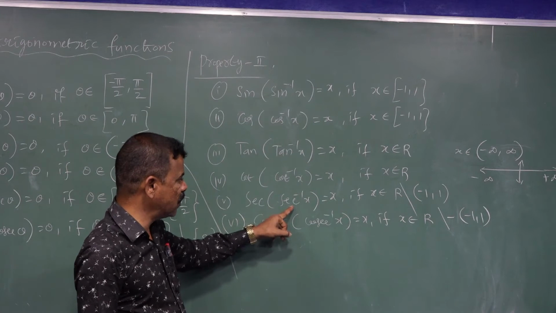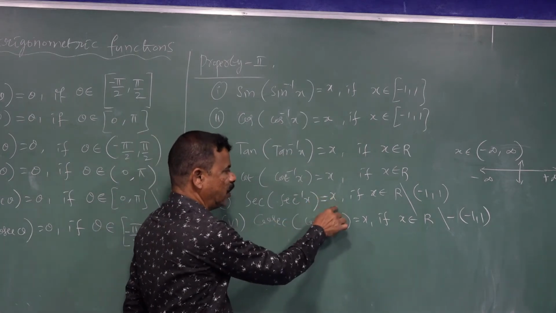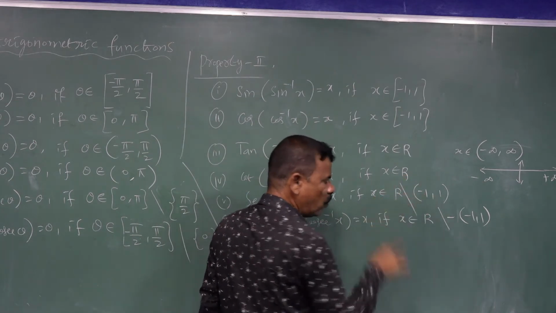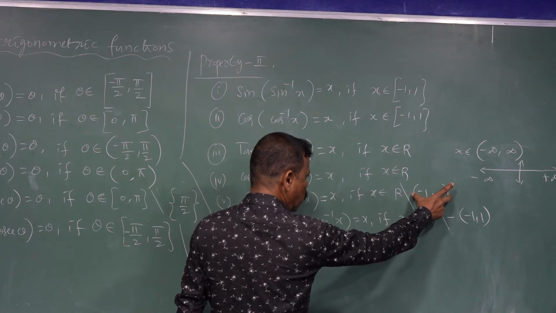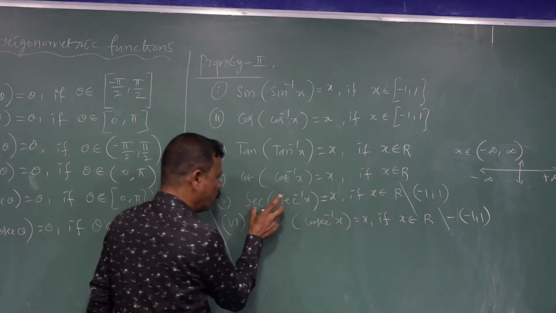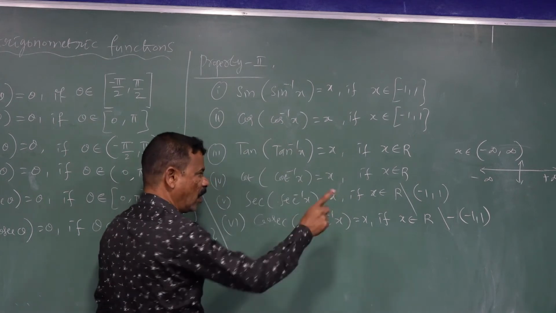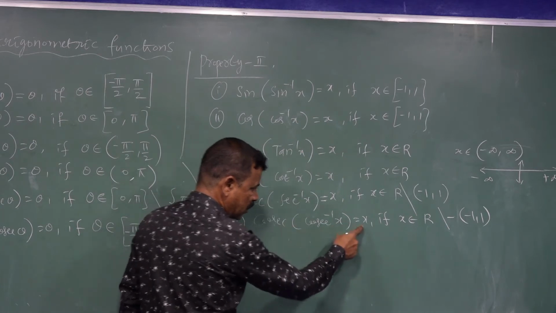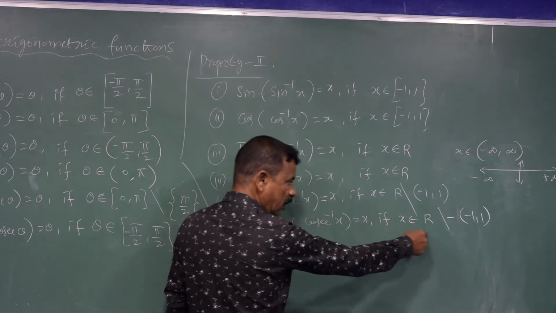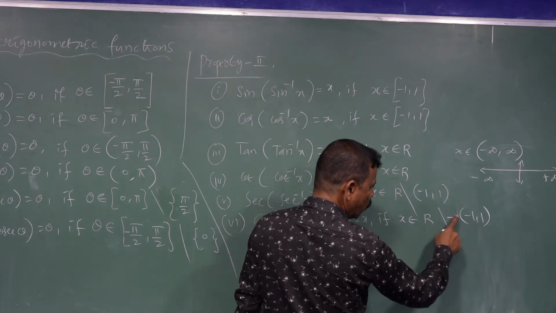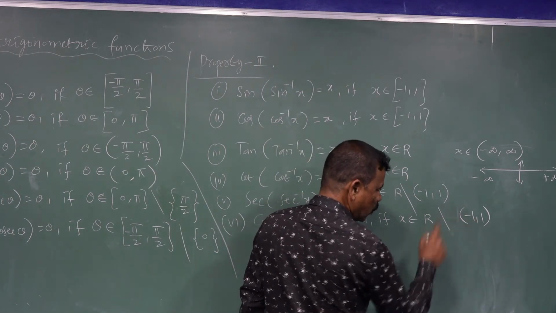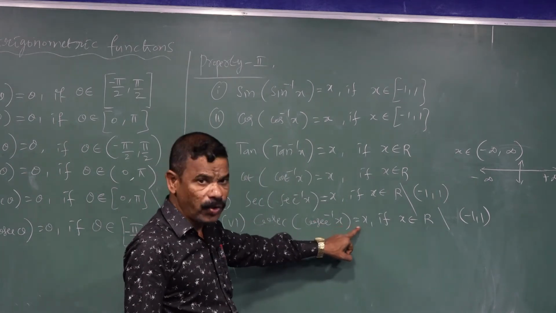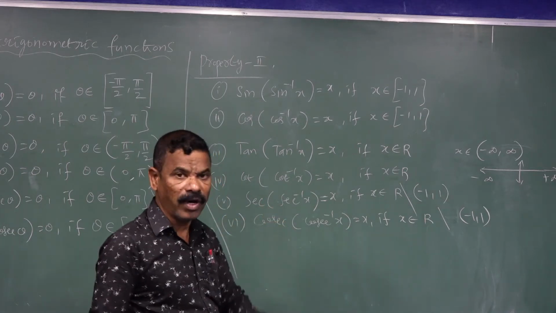Sec of sec inverse x is equal to x if x belongs to R with minus 1 to 1 deleted. So you accept these values. Sec of sec inverse x is equal to x, otherwise x does not belong. Cosec of cosec inverse x, here cancelled, x, if x belongs to R with minus 1 to 1 deleted. Here also minus 1 to 1 is deleted from the real line. Other than that it is not equal to x. These are the important formulas.